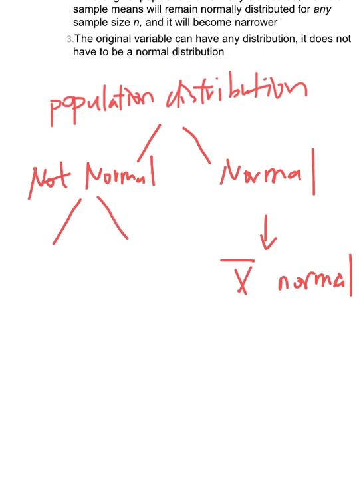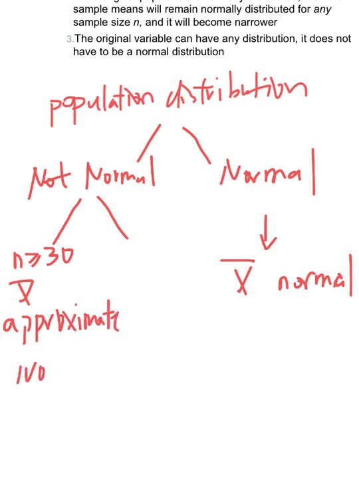If our population distribution is not normal, for this part we need to be very, very careful. Only if our sample size is at least 30, so n bigger than or equal to 30, our X bar is approximate to normal. That means we can use the normal distribution to figure out X bar bigger than something, less than something, between something. We have a requirement for our sample size. 30 is a kind of benchmark. If it's bigger than or equal to 30, the sample size is big enough to apply the central limit theorem to solve the problem.